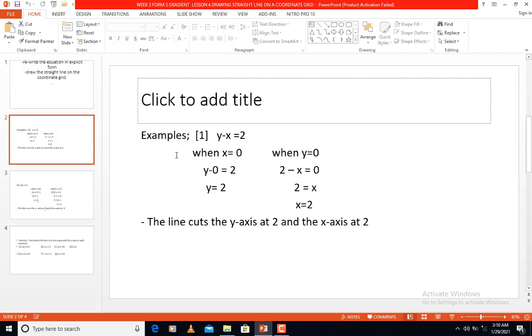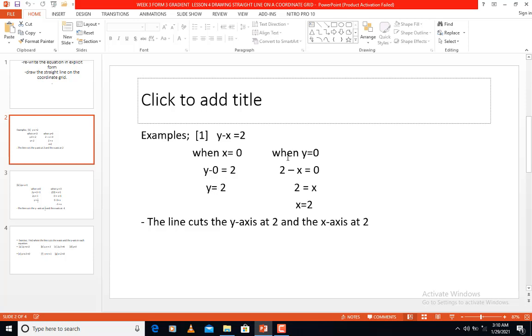Now, if you are given an equation, y minus x is equal to 2, we want to find out where the line cuts the y-axis and where the line cuts the x-axis. We are going to use this method. When x is equal to 0, where there is x, substitute with 0. What is going to be the value of y? So if I remove x and substitute with 0, we have y minus 0 is equal to 2. So here y is equal to 2. It means automatically that your line is going to cut the y-axis at 2.